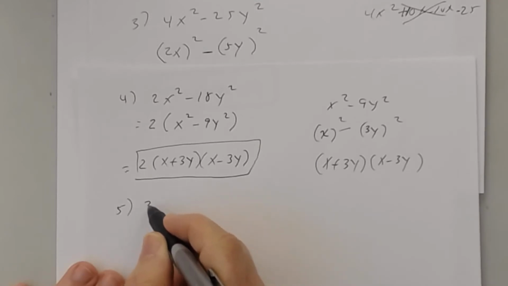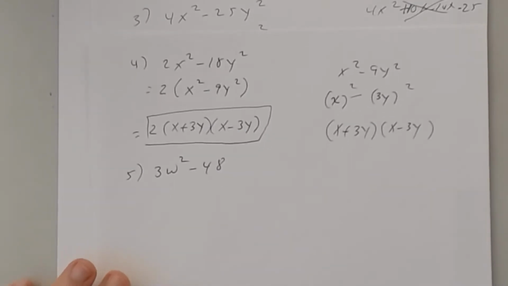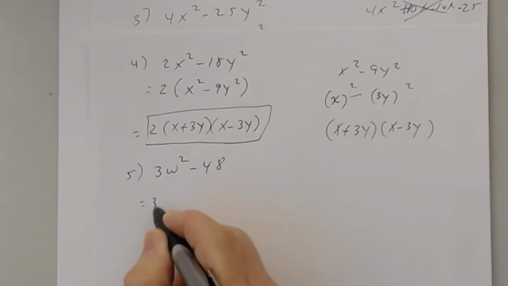What if you had this? 3w squared minus 48. What do y'all think? So, I'm sorry, say it again? I can't hear you. Okay, the way it's written, I agree, 48 is not a perfect square, but you're forgetting something that's very important: the GCF. It's 3. GCF is 3. So I'm going to factor out a 3. All right, first step. What do you get?